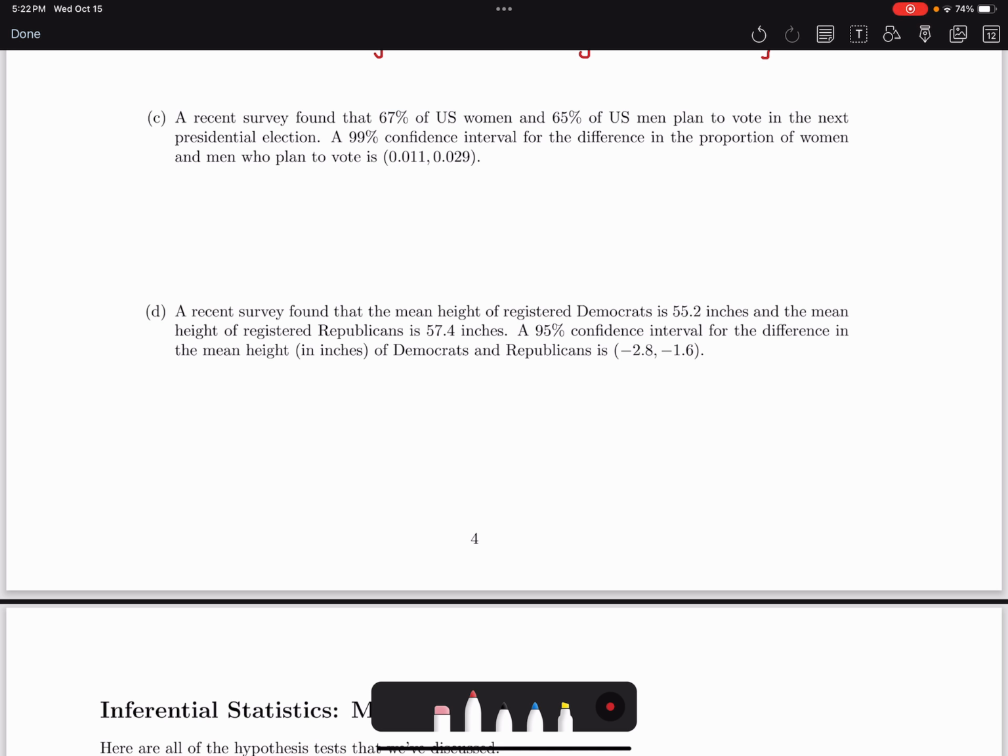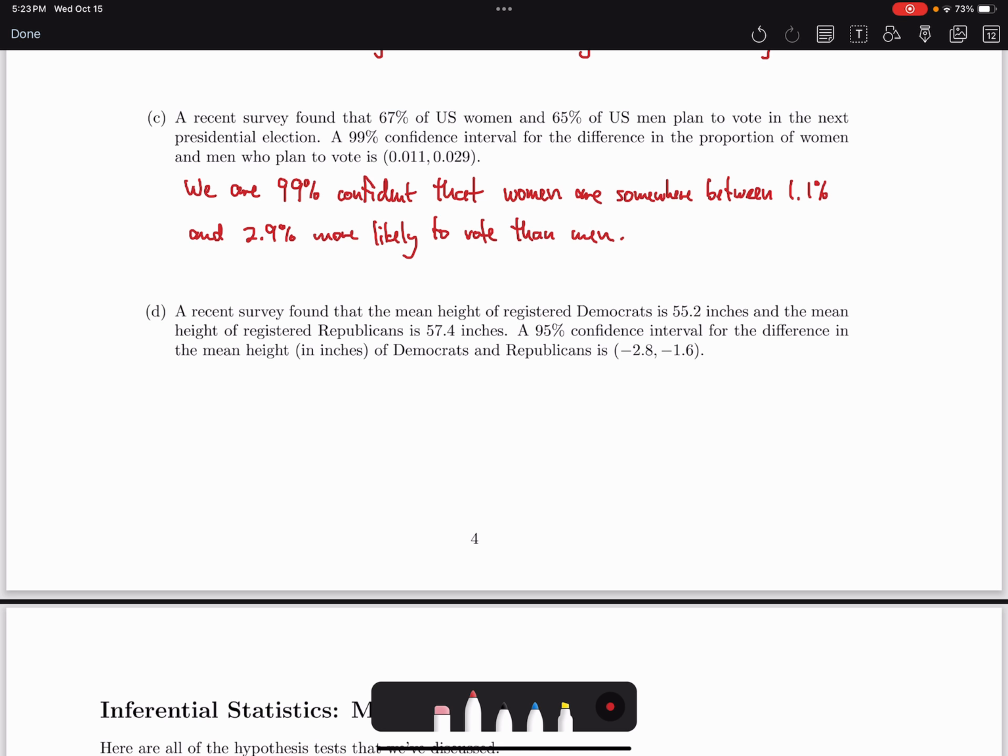See if you can write down an interpretation. Okay, so here's one interpretation, right? You might say something like, we're 99% confident that women are somewhere between 1.1% and 2.9% more likely to vote than men. Another acceptable interpretation would be to say, we are 99% confident that the true difference in the proportion of men and women who will vote is somewhere between 1.1% and 2.9%. Okay, so something along these lines.